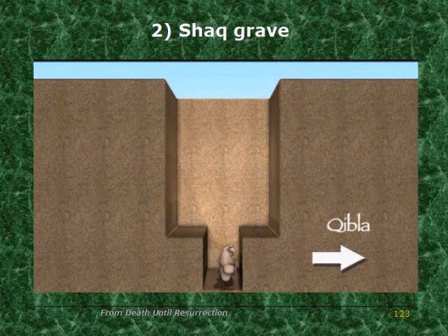Second one, the shaq grave. So remember, this one was also practiced during the time of Prophet Muhammad sallallahu alaihi wasallam. This one takes care of that problem we had earlier on. That is, if the soil in this top part falls down, it will hit the dead person. But in this case, you dig this hole and then another hole, and you cover this top part with something like wooden planks or bricks or some stones, so that the soil again doesn't fall directly on the dead person.